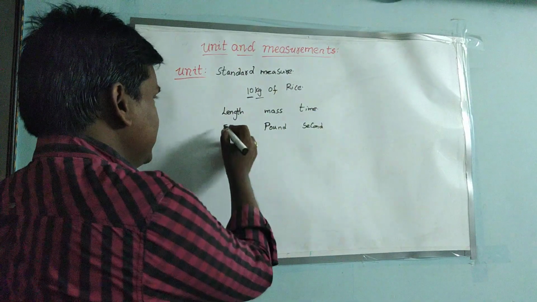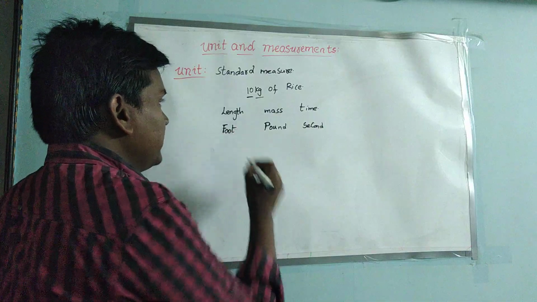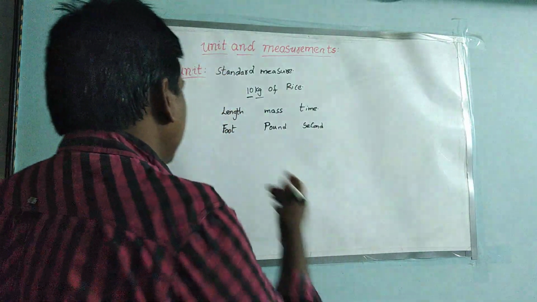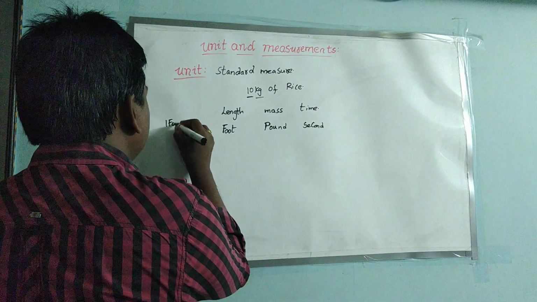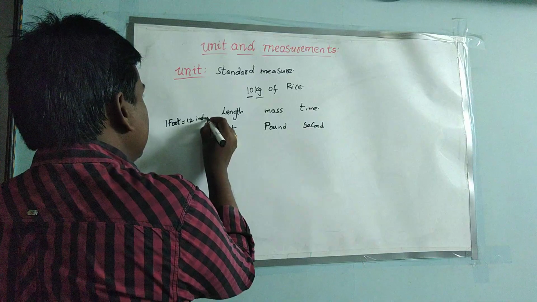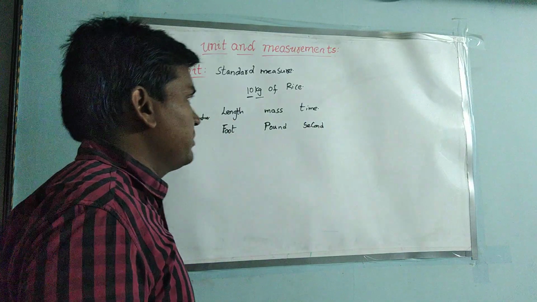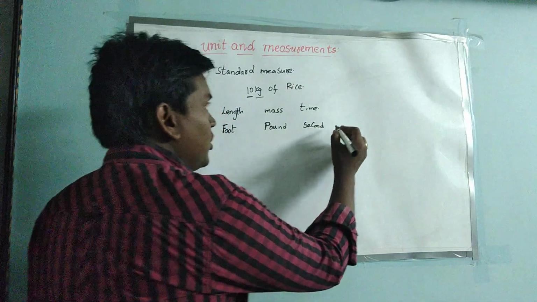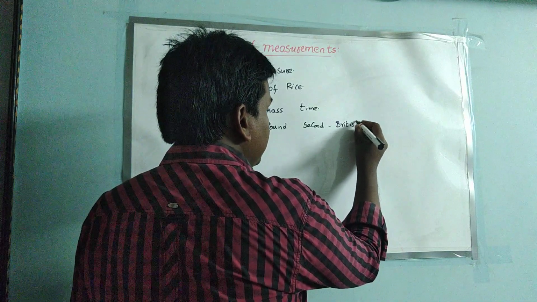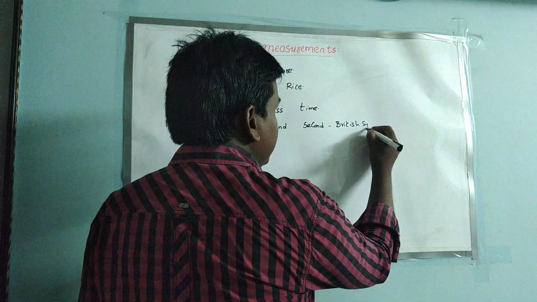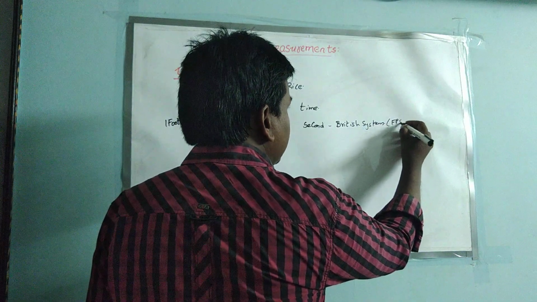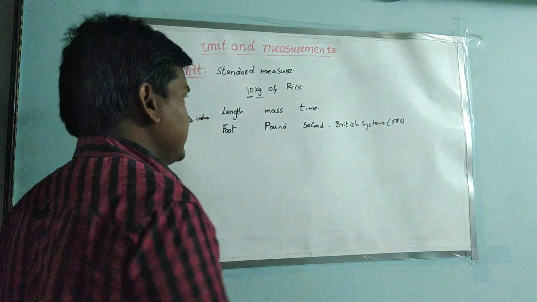Here, we may think that the foot varies from person to person, but here 1 foot equals 12 inches. It's a fixed measurement. This is mostly used in Britain, so it is called the British system, or FPS. FPS is the British system.